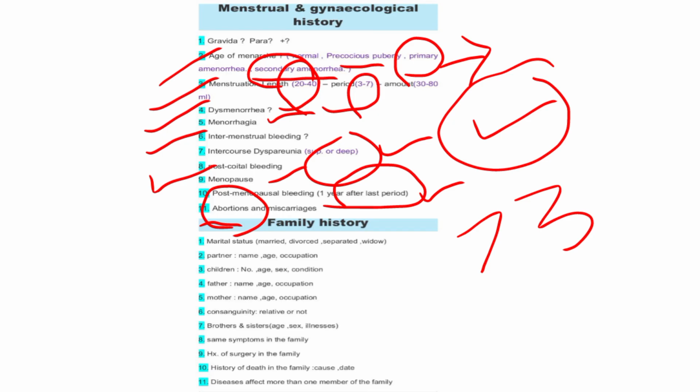patient cannot become pregnant again. And the miscarriage, in which the pregnancy ends before the 20th week. These are the questions you can ask from her.